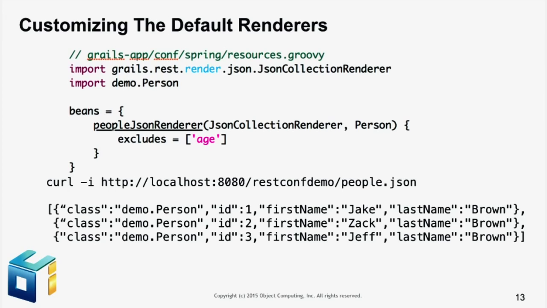So now when I send requests to the application to ask for all the people, we'll get all the people that are in the system, but the age is not represented. And again, in this case, the person class does have an age property. It's just not represented in the JSON because we've excluded it. Make sense?